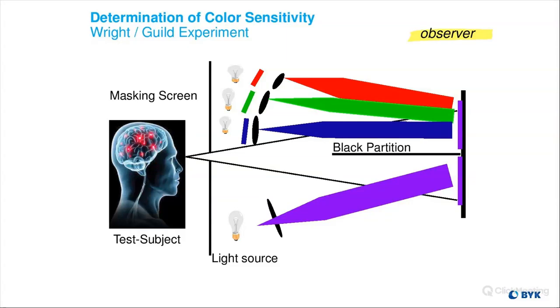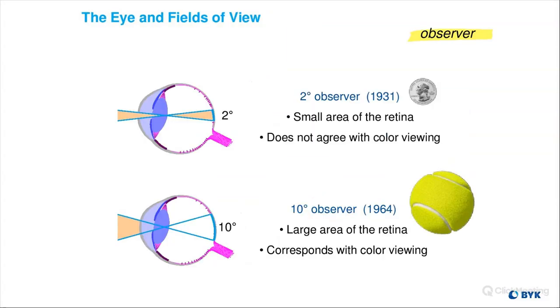And so when you look through this, they're using the small aperture, which equates to the 2-degree observer, which was the original observer angle. That meant they were using the small section in the back of the eye that had the highest concentration of cone cells to detect the colors they're seeing on one side and replicate that on the other side. And that's how the 2-degree observer was developed. So this gives a better image here. The 2-degree observer is a small section in the back of the eye.